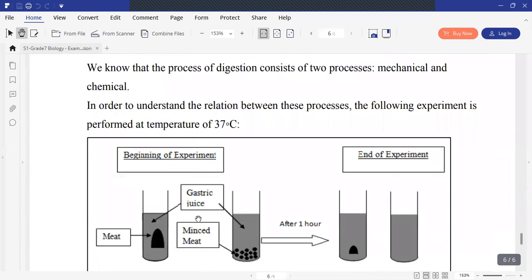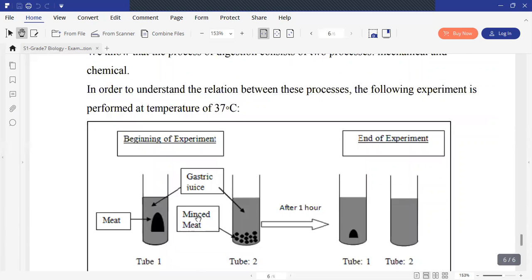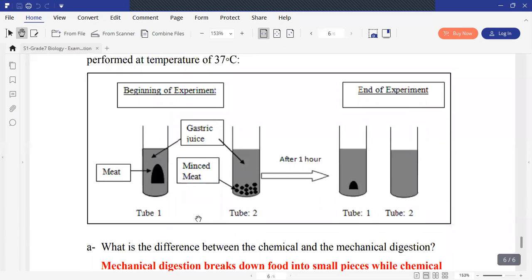Question number 4. We know that the process of digestion consists of two processes, chemical and mechanical. In order to understand the relation between these processes, we did this experiment. So the aim is to understand the relation between the mechanical and chemical digestion. At the beginning, we have a large piece of meat, and here we have minced meat, or small pieces. Both of them contain gastric juice.